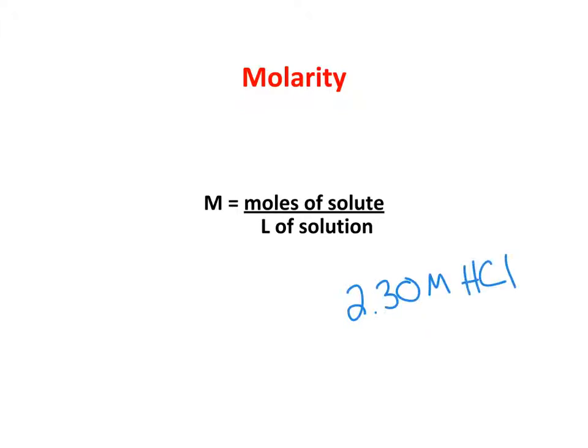So whenever you see that on a label, you can sort of cross out that big M, and it's 2.30 moles per every 1 liter of solution. So there's that many moles of hydrochloric acid per every 1 liter. So if I had a liter of hydrochloric acid, I would have 2.30 moles of hydrochloric acid dissolved into it. So let's try a couple problems when using that equation.